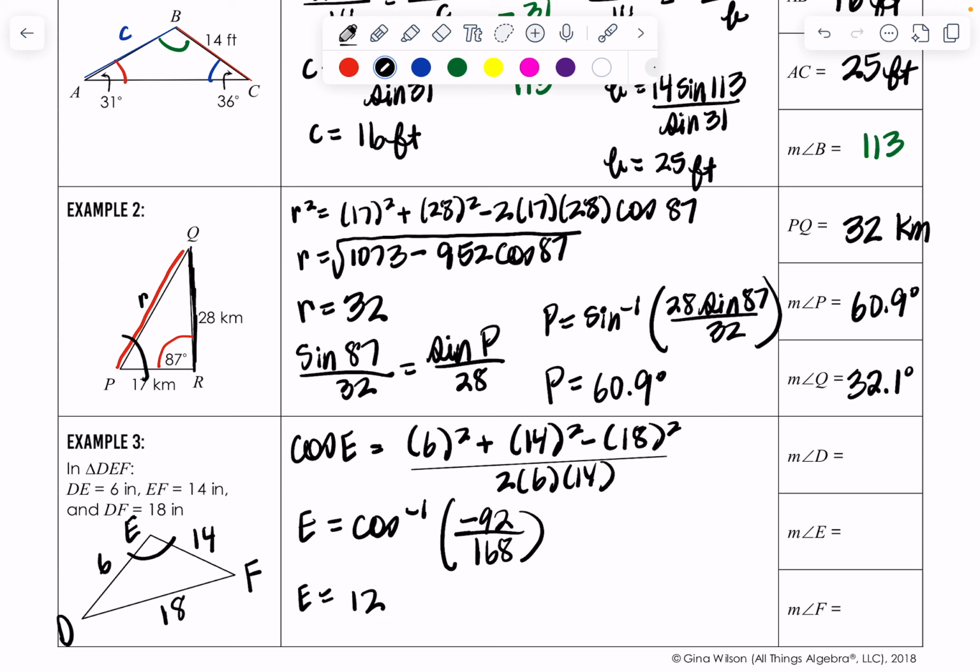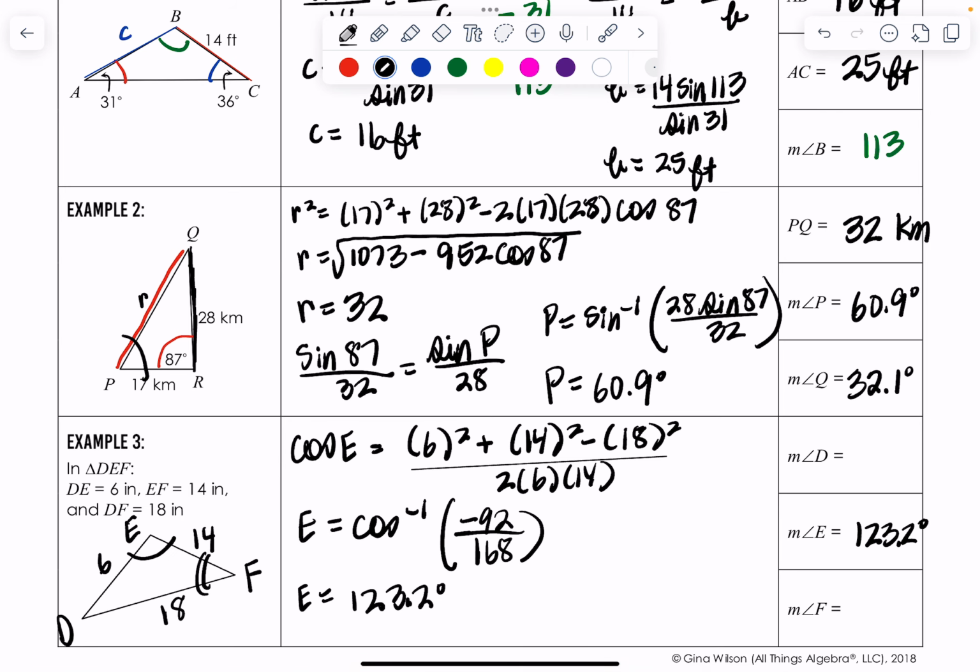Okay, so that gives me 123.2 degrees. So E is 123.2 degrees. Now, once I found that one, and it's an obtuse angle, which I knew, then I can use my law of sines here and then go to a different one. So I'm going to choose, I guess it really doesn't matter because they're both going to be acute. So I'm going to do angle F.